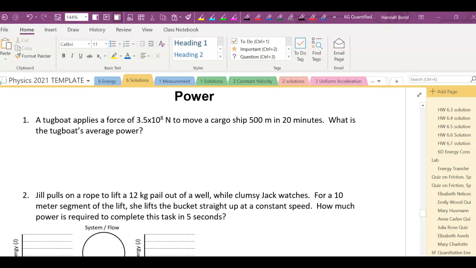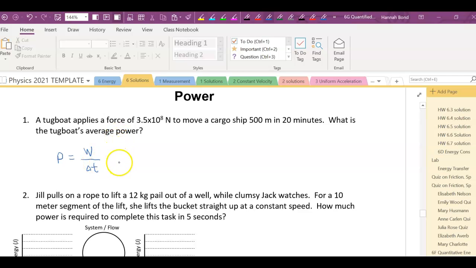So I'm in worksheet 6G, and I've scrolled down to some of the problems that deal with power. So first, let's look at number 1. We've got a tugboat, and it's applying a force of 3.5 times 10 to the 8th newtons. It's moving a cargo ship 500 meters in 20 minutes, and it's asking for the power of this tugboat. Well, we've just learned that power equals the work that's being done divided by the amount of time that it takes to do that work.